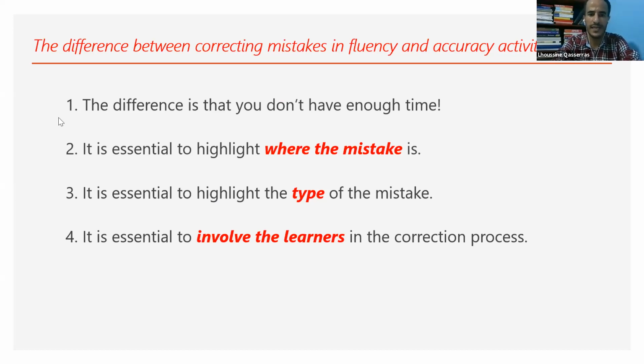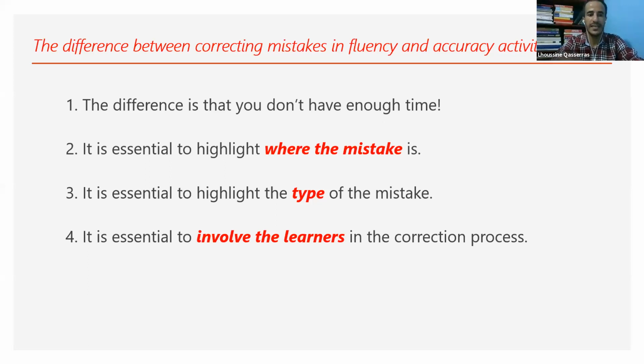Okay, so number one, the difference is that you don't have enough time. Accuracy-based activity, fluency-based activity. Maybe in a fluency-based activity, you don't have enough time because the student is speaking and you may not have enough time to correct every time, okay? You cannot interrupt a lot. But if it is writing, you have enough time. You can go home and then you correct, or you can delay till the end. So there is a difference about time.